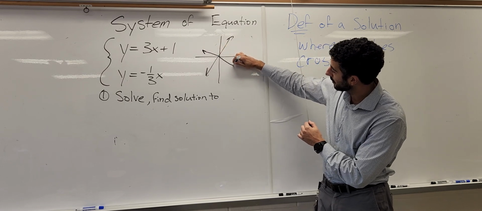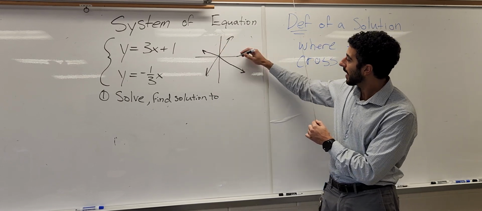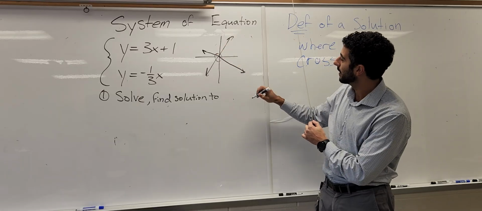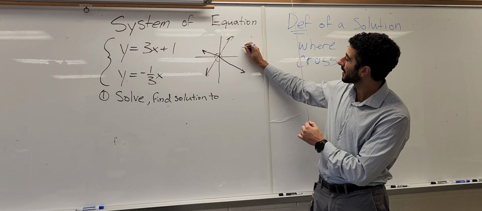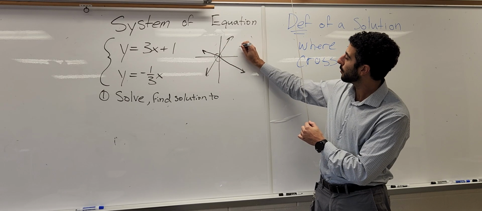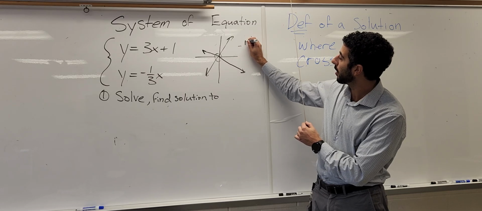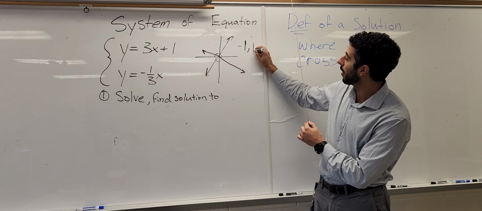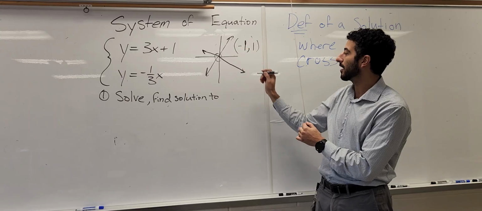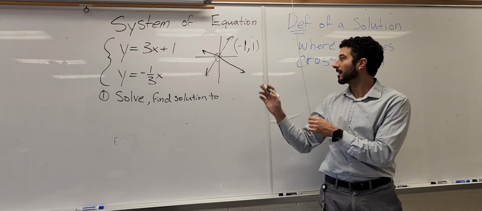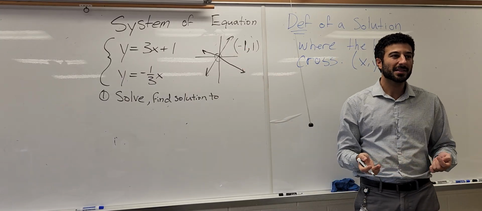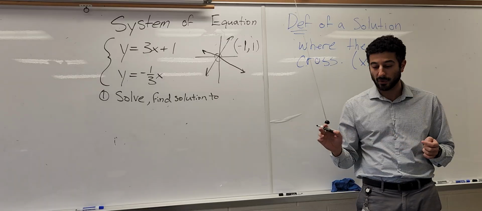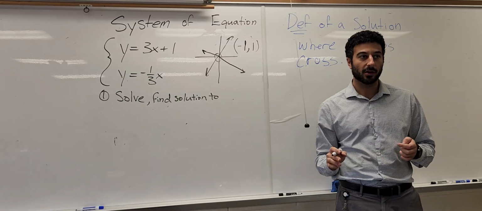So they are perpendicular. That's just this situation. And so they intersect somewhere here, and I'm going to call that point negative 1 comma 1. It's somewhere near there. I think it's something fractional. But I'm going to go with negative 1 comma 1. So that would be the solution to that system based off graphing. Can we follow so far?